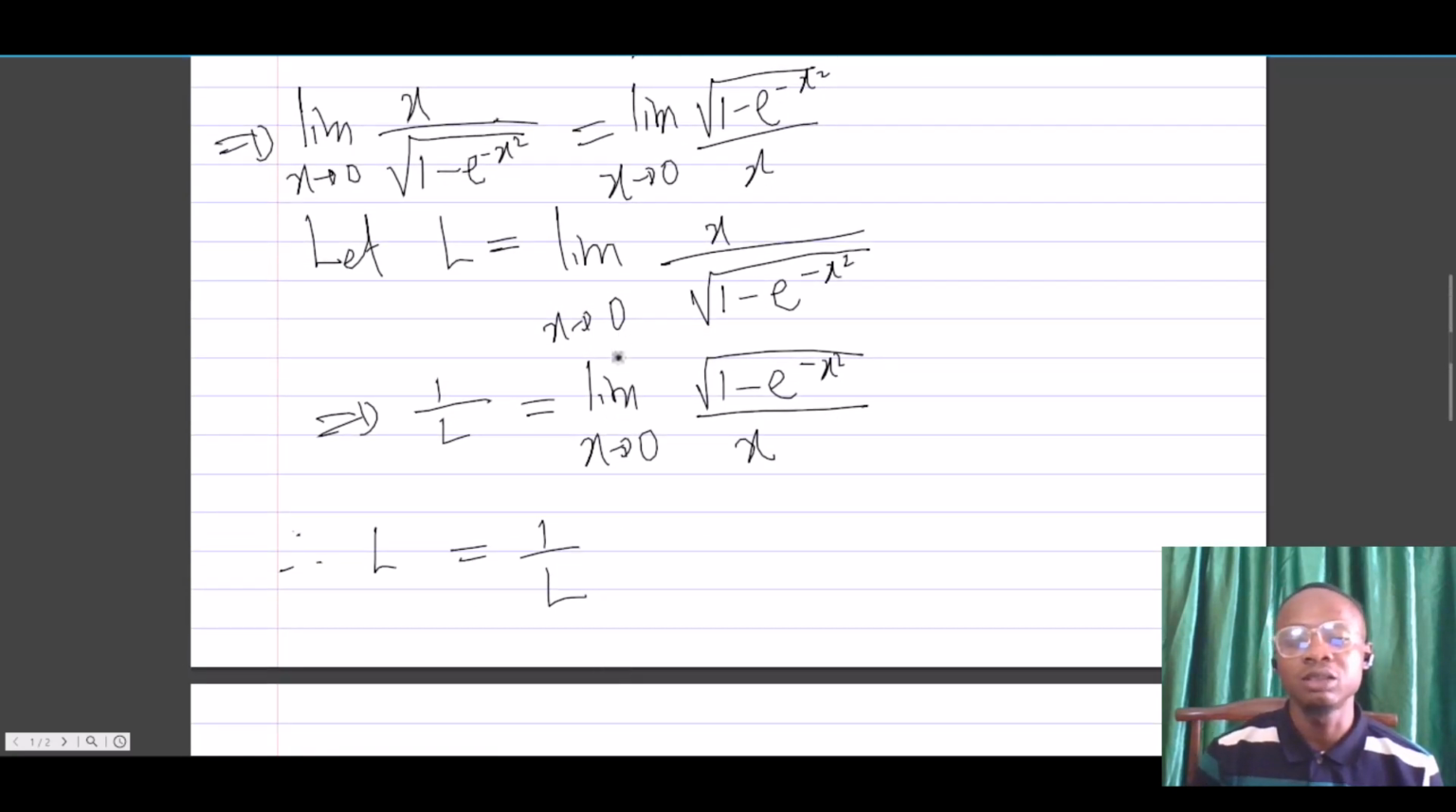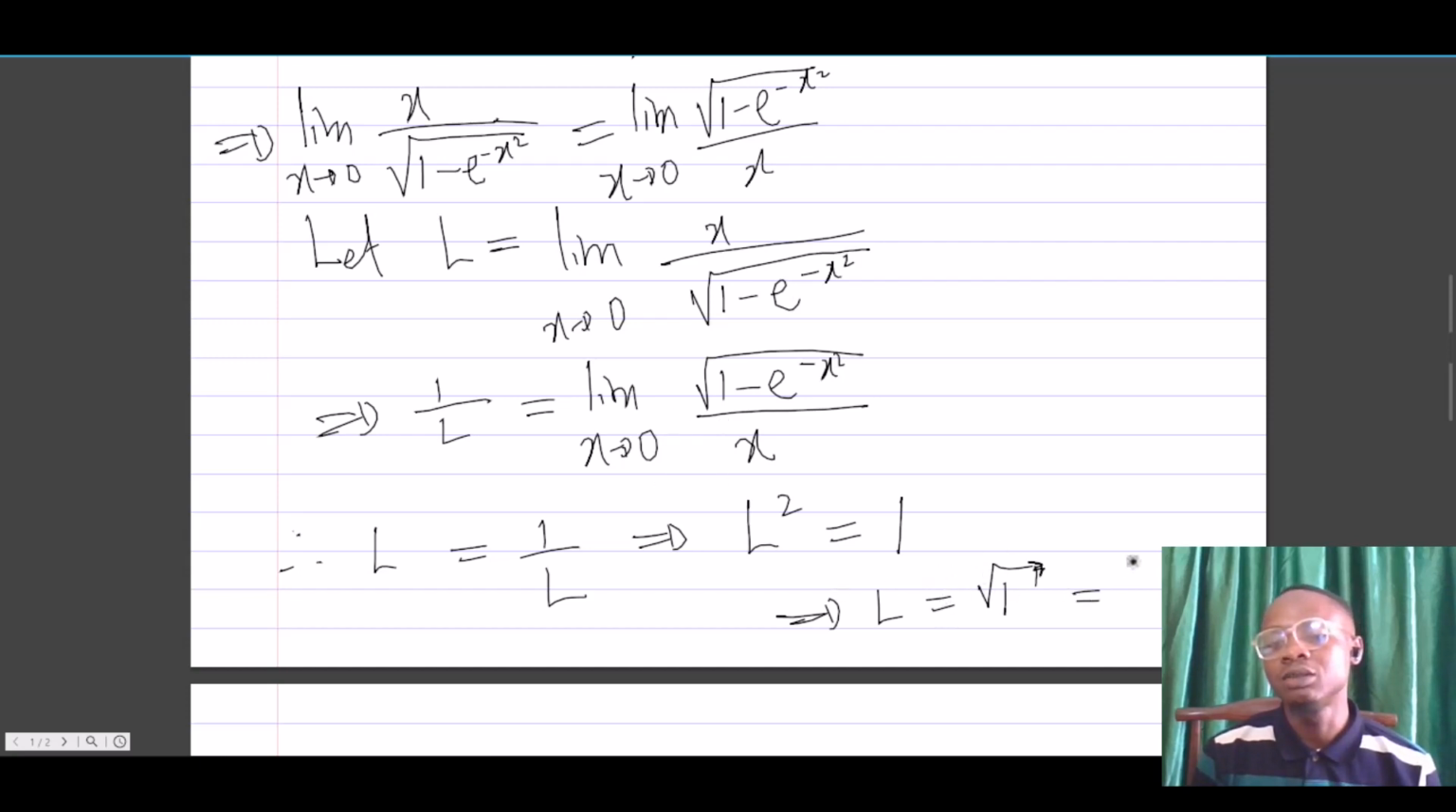If L is equal to 1 over L, when you multiply both sides by L, we're going to have L squared equal to 1. And that means L will be equal to the root of 1. This is not a function of x that we got. This is some equation. So the root of 1 is going to be plus or minus 1. That means the limit can be plus 1 or minus 1. We don't know what precisely it is.